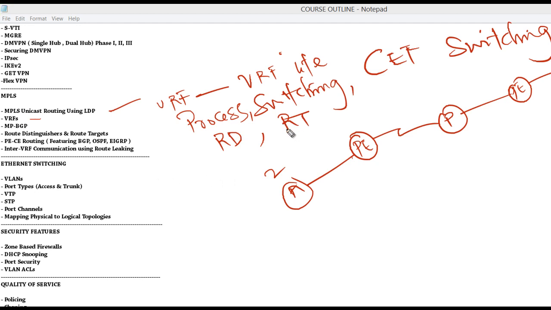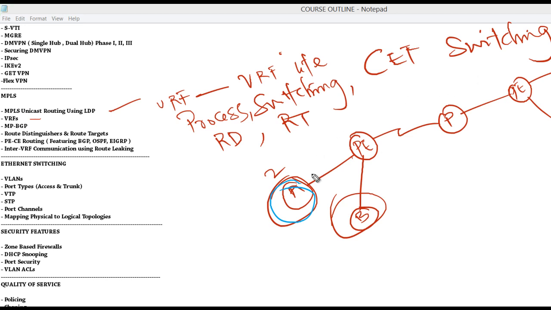Let's also say we are talking about inter-VRF communication using route leaking. So let's also say we have a customer B connected here. Now we also have this, and using VRF we are going to separate this customer's traffic from this customer. So that means the traffic for A does not in any way leak to B under normal circumstances.